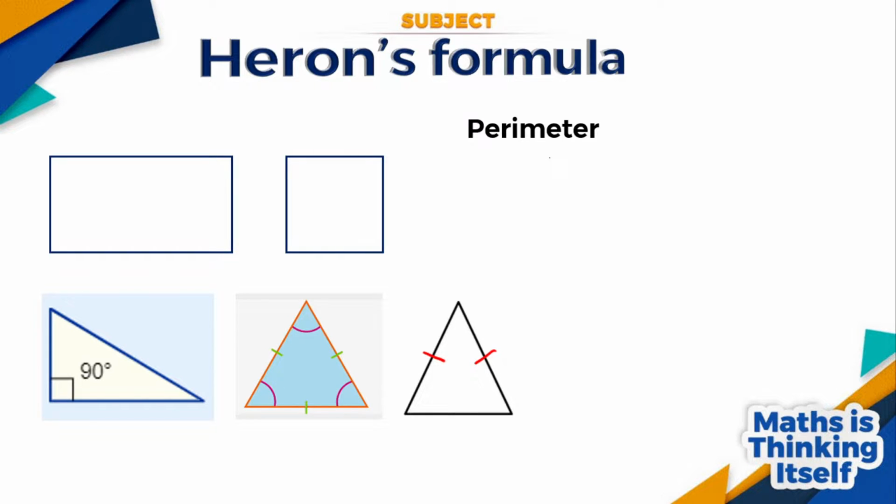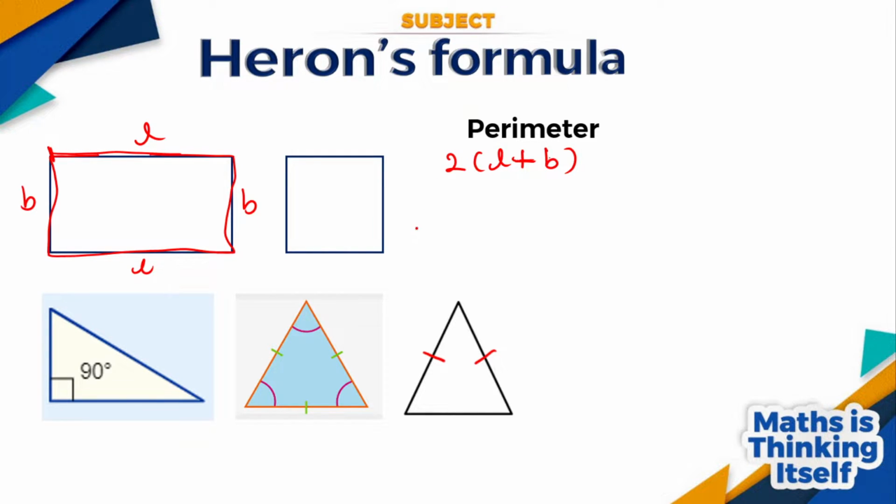Perimeter means the distance around a two-dimensional shape. So the perimeter of this rectangle is this path. If the sides are L and B, then the total sum of all sides is the perimeter, and in general it is 2 times (L plus B).